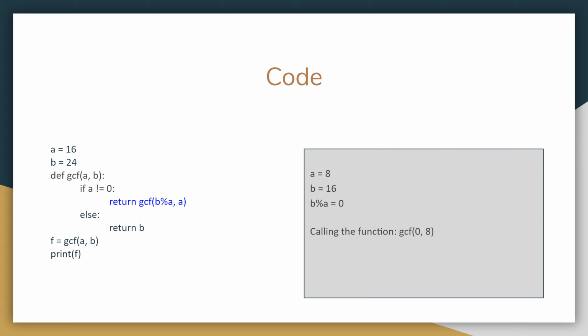And then calling itself again, B modulo A is 0, and A is 8. So it's calling itself with 0 and 8. And since it's calling itself with 0 and 8, A is 0, so it returns 8. So the output is 8. So that's a way to code GCF with Python.